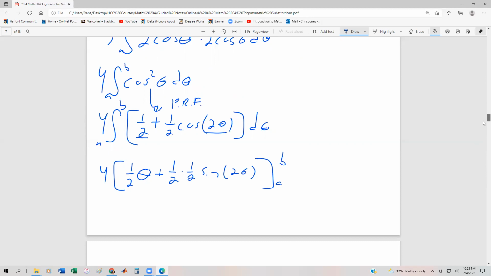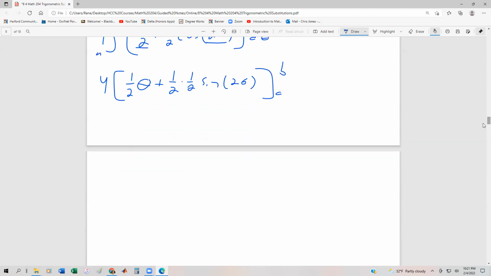Now I'm going to clean this up a little bit by distributing the 4. This is going to turn into 2 theta. So the 4 and the 1/2 are going to cancel out, and then we have 4 times 1/4, so this is going to be plus sine of 2 theta from A to B.